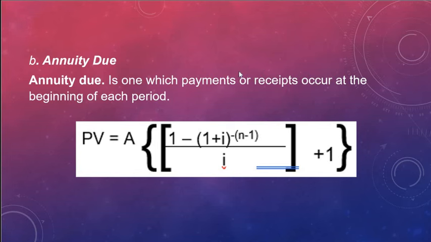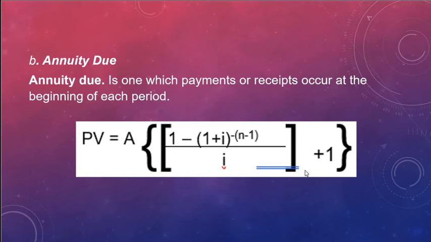Okay? So next, let's have letter B. This one naman is annuity due. So for annuity due, sabi natin kanina, the same lang yung concept. This is yung payments or receipts occur at the beginning of each period. So ito advance mong na-receive. So na-receive mo agad. So how do we compute present value? So that's annuity times 1 minus 1 plus I raised to the power of negative n minus 1 divided by I and then plus 1.